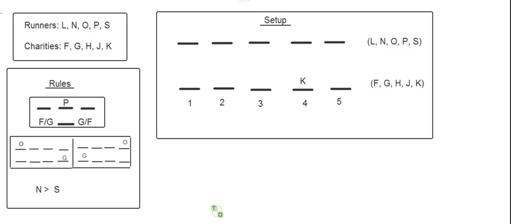All right? So these are our three rules that we were not able to put into the diagram. The very first rule we put directly into the diagram. K is in lane 4. So let's think about how these rules are going to play out. All right? Let's start with the first rule.